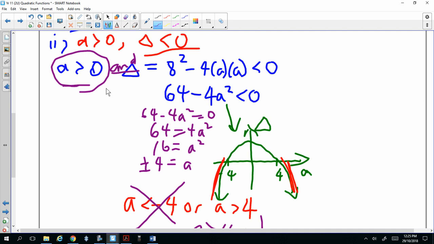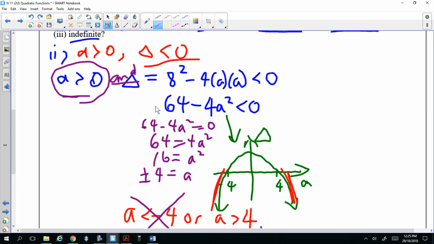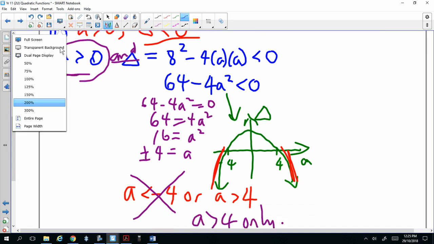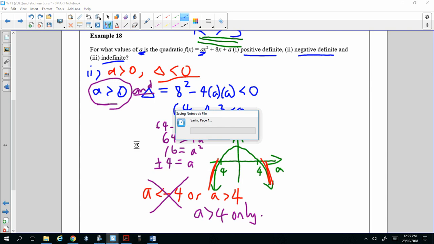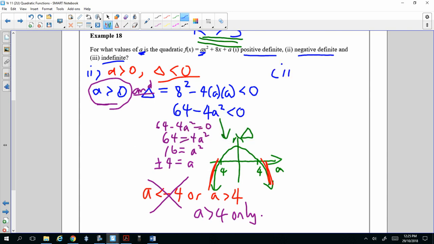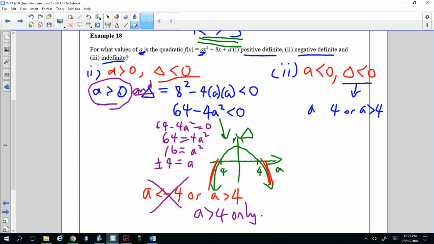Next one will be much easier because we have most of the work prepared. All right, part 2, negative definite. Negative definite will be A now negative, discriminant still negative. But we've already found from part 1 that discriminant negative means A less than negative 4 or A more than 4. That's right here. Because A has to be less than 0, we have to eliminate the positive one. So for it to be negative definite, A has to be less than negative 4.